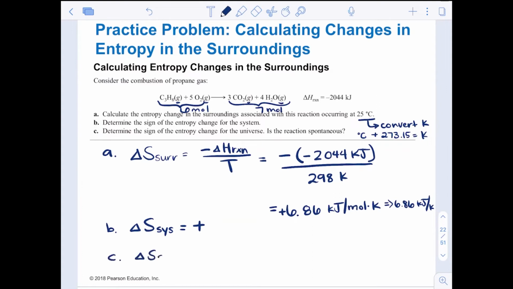Delta S of the universe is equal to delta S of the system plus delta S of the surroundings. If both of these are positive values, then we are going to get a positive value for the delta S of the universe. Delta S of the universe is positive, so the reaction is spontaneous. Yay! And there was much rejoicing. Again, it will happen on its own. Will it happen fast or slow? We don't know yet.